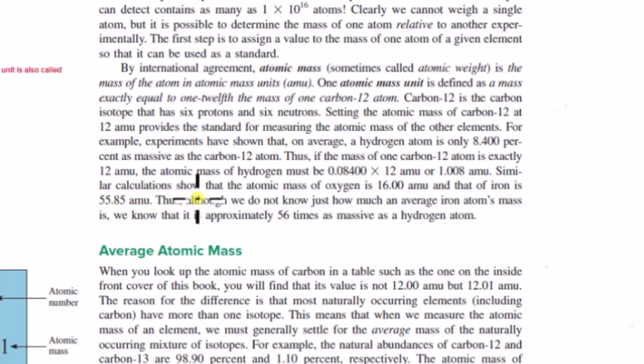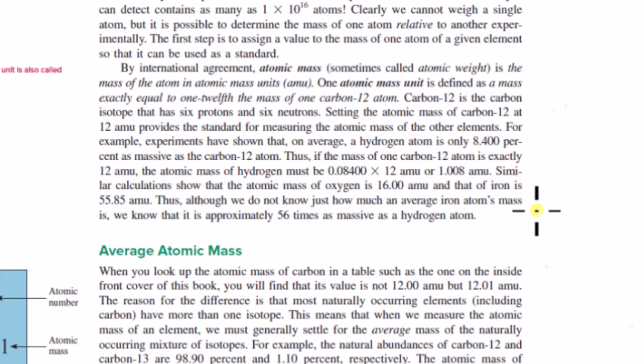Similar calculations show that the atomic mass of oxygen is 16.00 AMU, and that of iron is 55.85 AMU. Thus, although we do not know just how much an average iron atom's mass is, we know that it is approximately 56 times as massive as a hydrogen atom. Yeah, we know these relative masses that we report in AMU.